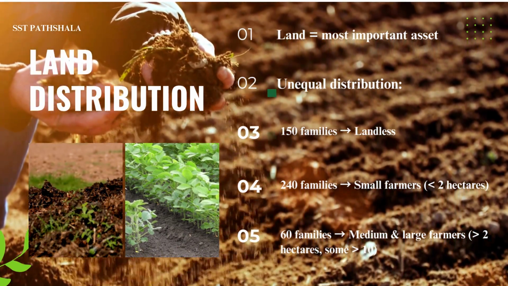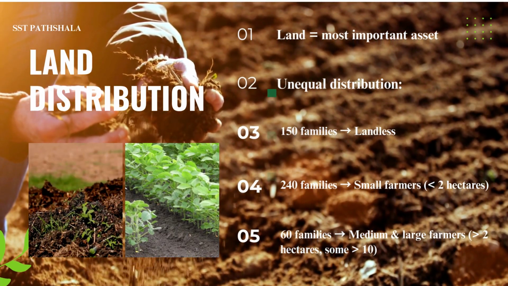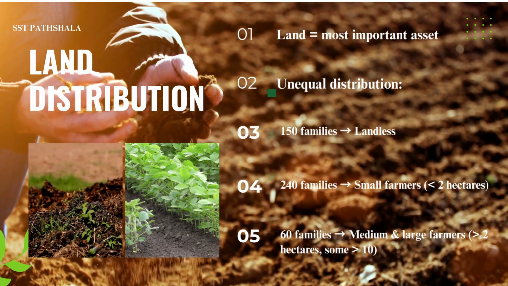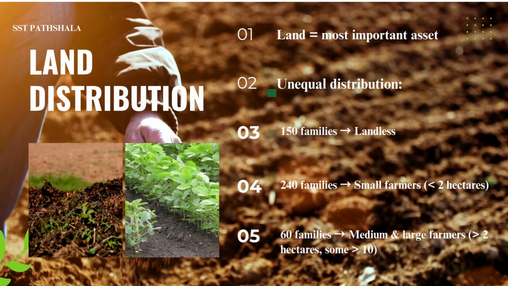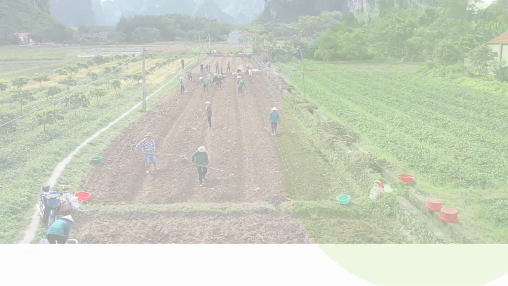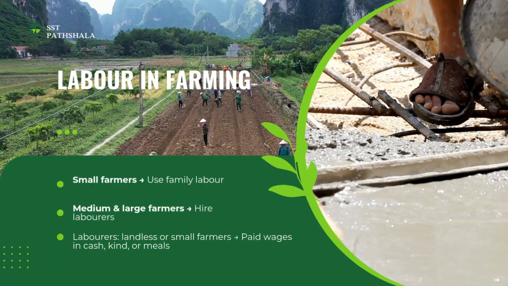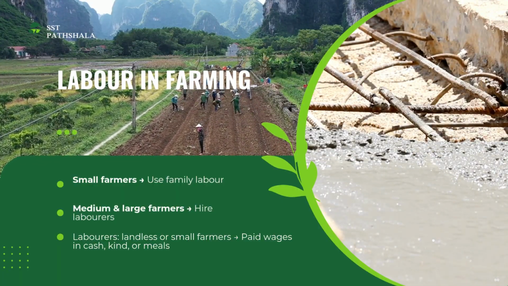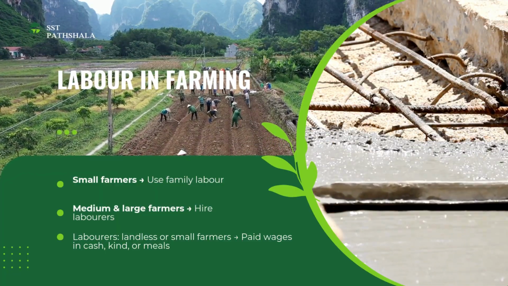So now we see who provides the labor. Farming requires a lot of hard work. First, small farmers and their families work themselves, but medium and large farmers hire farm laborers. These laborers come from landless families. They don't have any claim over the crops and are paid wages.